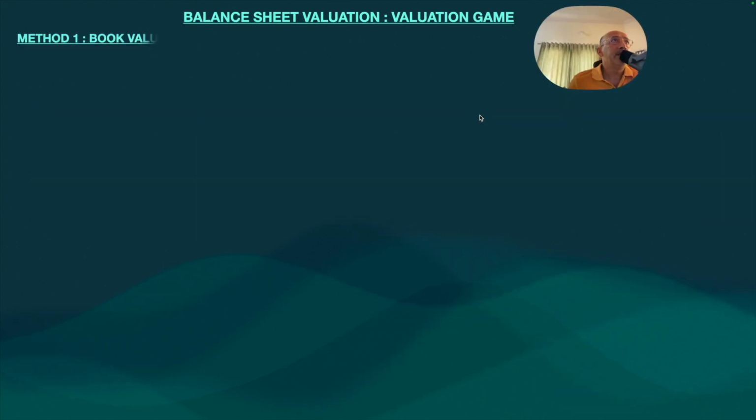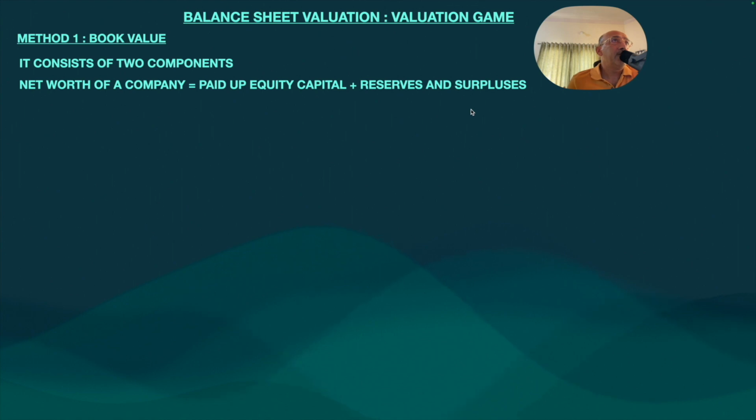Now coming to the first method, we have seen the chart, no? In that chart, we see the first one is balance sheet valuation. In balance sheet valuation, the first method is book value. Now book value consists basically of two components. Net worth of a company, we have discussed extensively in part 1 and part 2. Net worth is nothing but the paid up equity capital plus reserves and surpluses. Now the number of equity shares outstanding is also a part of the book value.